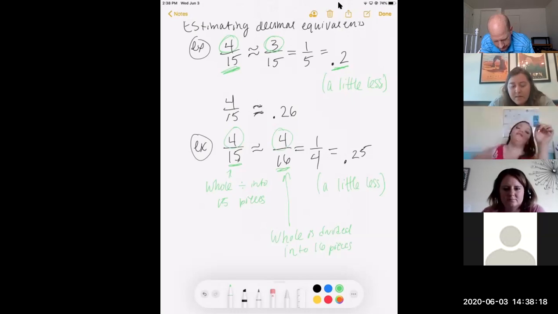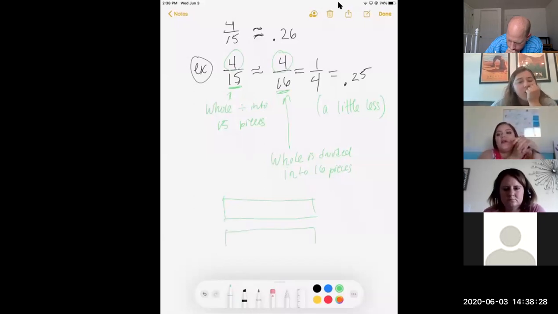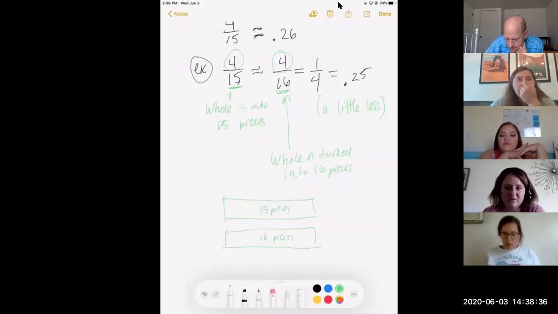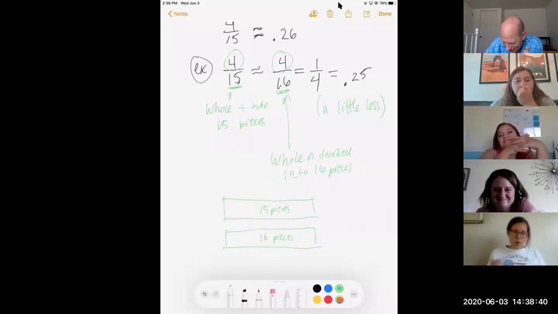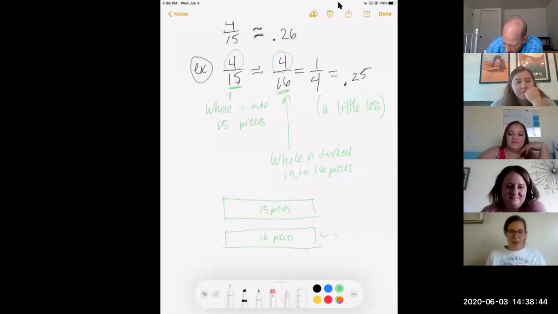There's 15 pieces in the whole and 16 pieces in the whole, which if you're going to have 16 pieces out of the same whole, your pieces are going to be just a tiny bit smaller. Right. You can always compare it to dessert. You're always going to want a little bit more, and if you have to cut it for one more person, then it's going to be a little bit smaller. Good job, Nicole. That's perfect. Okay, so these ones are going to be slightly smaller.